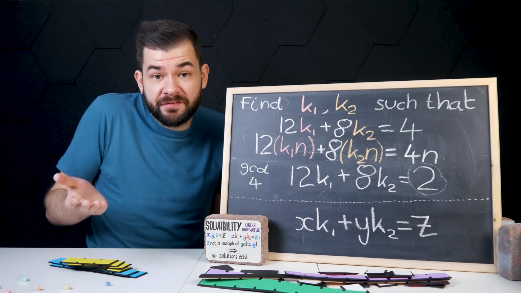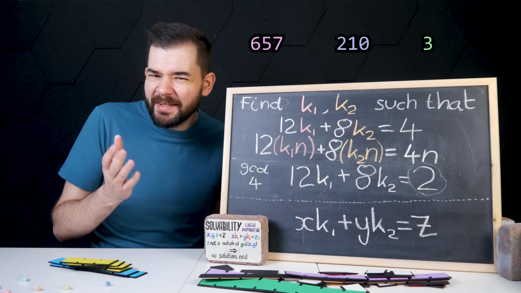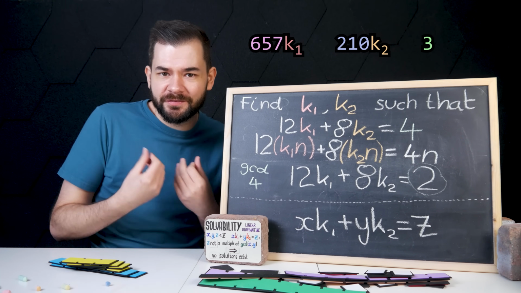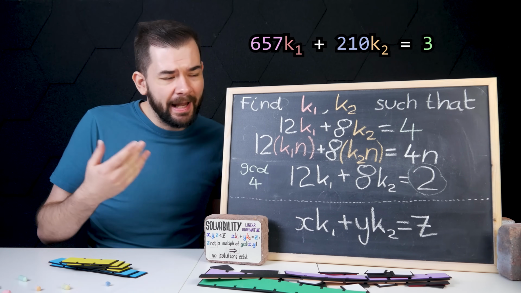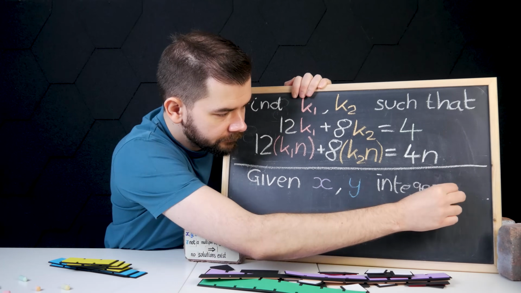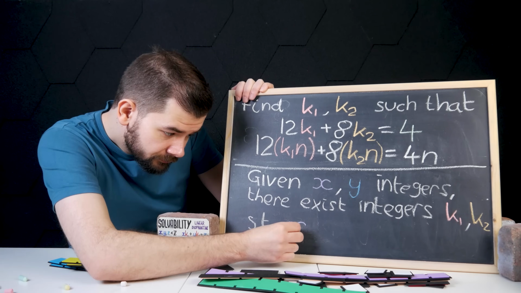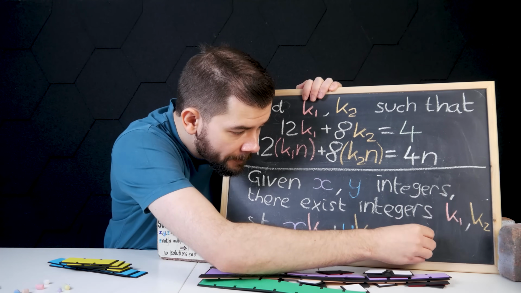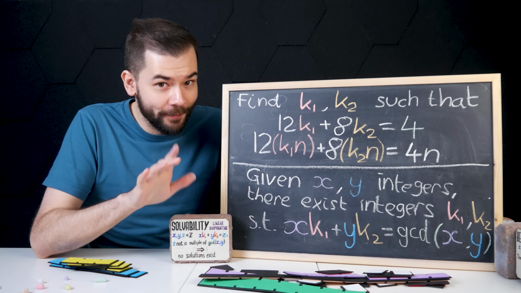For example, consider 657 and 210. Their greatest common divisor is 3, and is it obvious that k1 and k2 exist such that 657k1 plus 210k2 is equal to 3? How do we find them? In general, we want to show that for any integers x and y, we can always find integers k1 and k2 such that xk1 plus yk2 is equal to the greatest common divisor of x and y. To prove this result, we need an awesome fact about division.